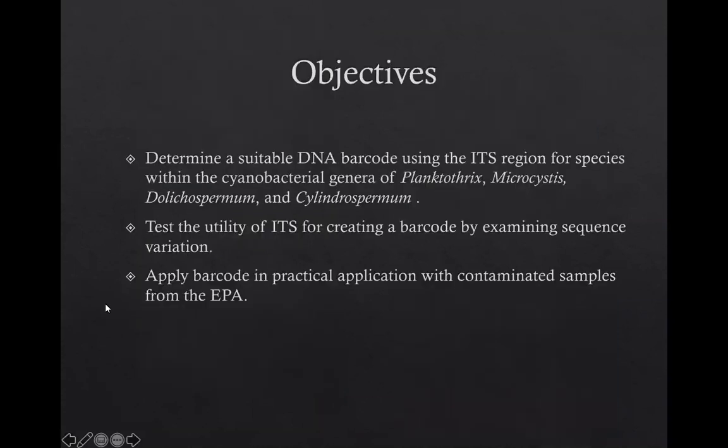So the objective of our research is to determine a suitable DNA barcode using the ITS region for species within the cyanobacteria genera of, again, Planktothrix, Microcystis, Dockilospermum, and Cylindrospermum. And we're going to do this by testing the utility of the ITS by examining sequence variation. These genera are some of the most problematic cyanobacteria, again, due to their toxic algal blooms. So identifying these and creating these barcodes would allow us to identify them in freshwater sources and aid in the implementation of management practices.